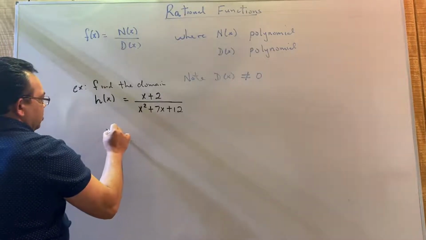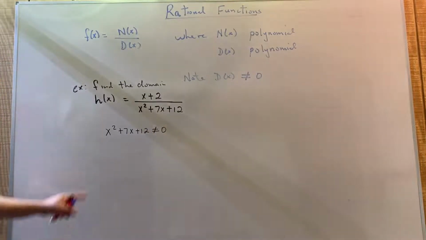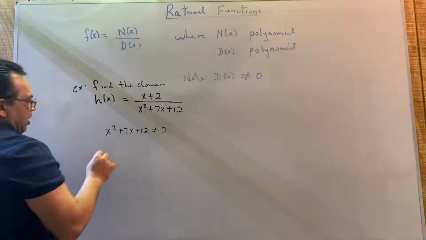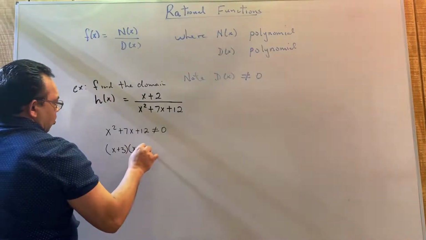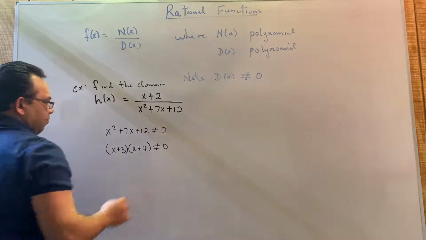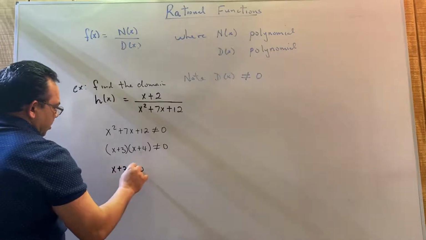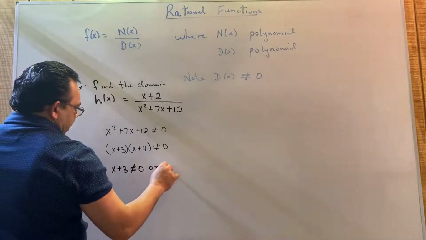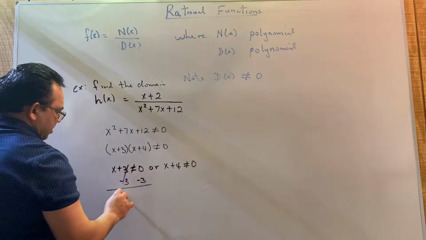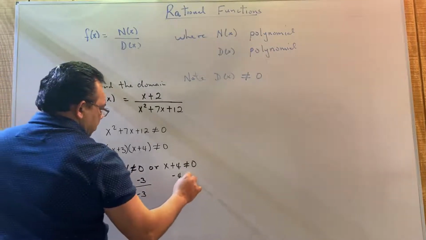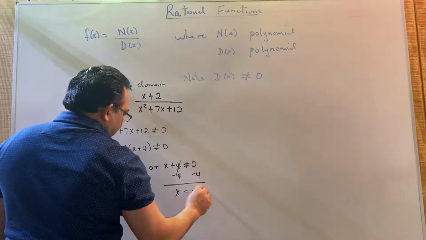So what we do is take x squared plus 7x plus 12 and we say that that cannot be equal to 0. Well, now we have this as a quadratic. So what we're going to do is factor. If we factor, we have x plus 3 times x plus 4, not equal to 0. And now if we have the factors, we take each factor, setting them not equal to 0: x plus 3 cannot be equal to 0, or x plus 4 cannot be equal to 0. If we subtract 3 in there, we have that x cannot be equal to negative 3. And if we subtract 4 here, we have that x cannot be equal to negative 4.